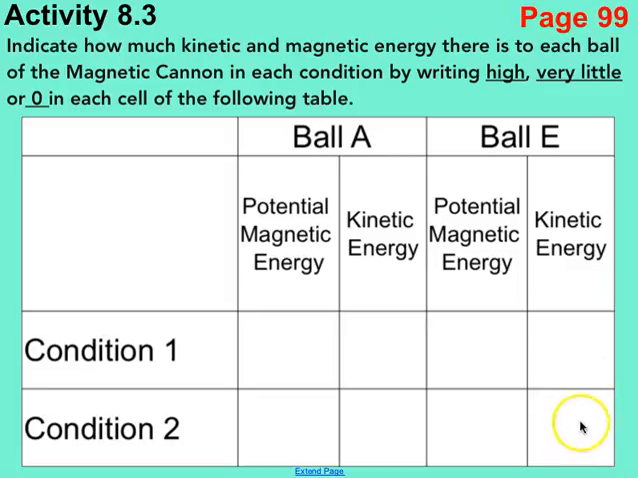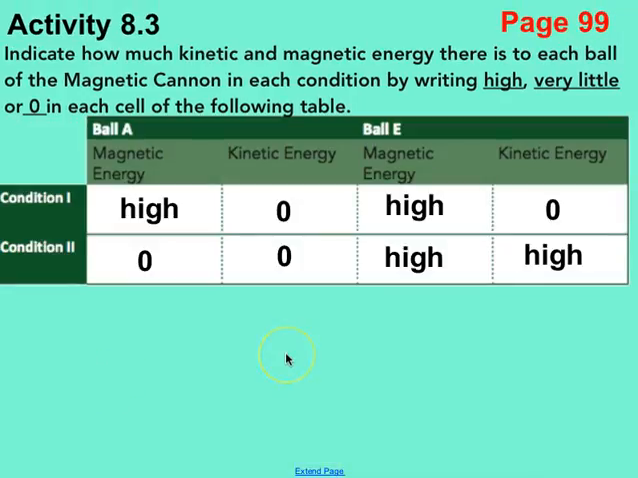And how about kinetic energy? Is it high, very little, or 0? So go ahead, pause the video, and answer these. And if you want to just put H for high, VL for very little, and Z or 0 for none, you can do that. All right, so here are the answers.